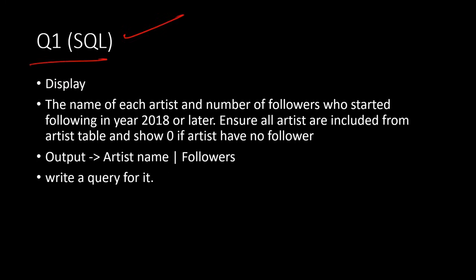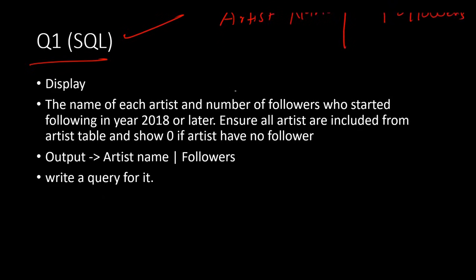This is question 1 from SQL which Cognizant asked: display the name of each artist and the number of followers who started following in year 2018 or later. Ensure all artists are included from the artist table and show 0 if an artist has no followers. Output artist name and followers. Write a query for it. Let's understand the question first. We need to display the artist and the number of followers. So first let's make the output. This is the kind of output they want: artist name and followers.